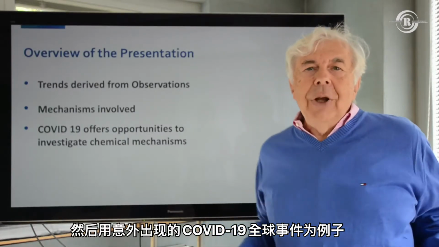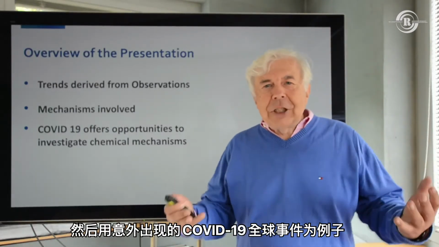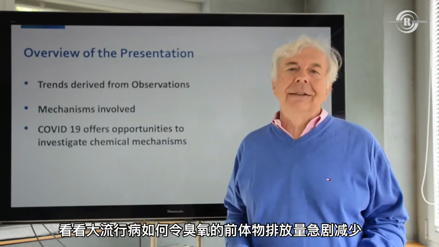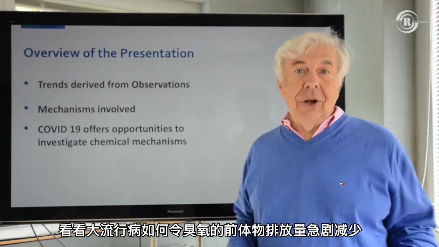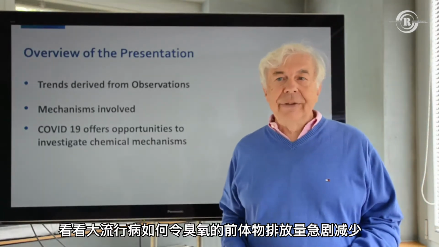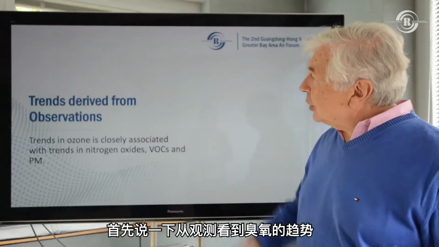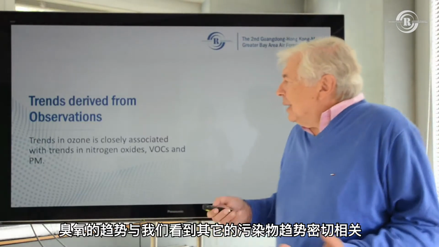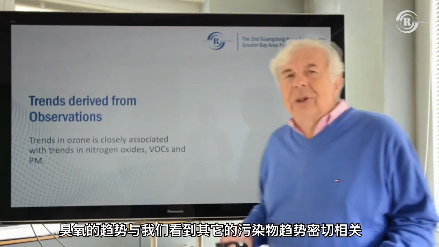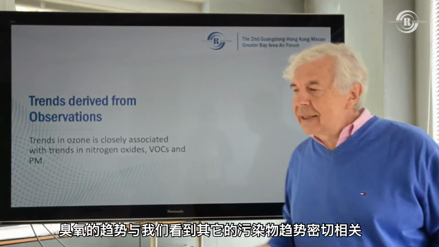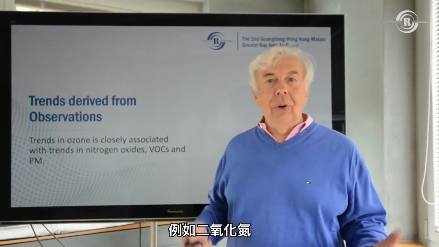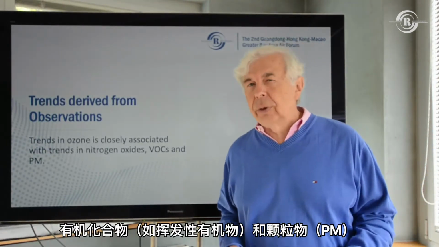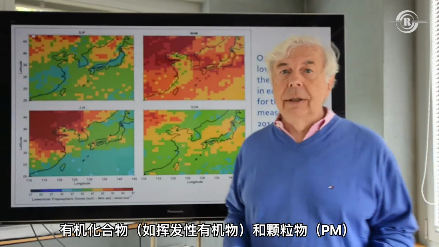and then we will take, as an example, an accidental, basically, major experiment at the size of the planet, where due to the pandemic, the emissions of ozone precursors were severely reduced. So first of all, let's say a word about trends and observations. And of course, trends in ozone are closely associated with the trends that we see, for example, in nitrogen oxide or in organic compounds like the VOCs, and of course also related to the presence of particulate matter, the PM.